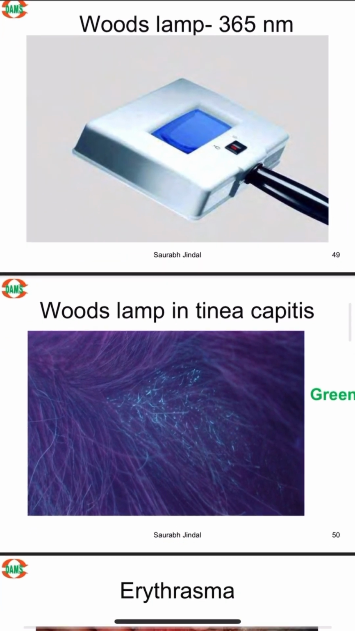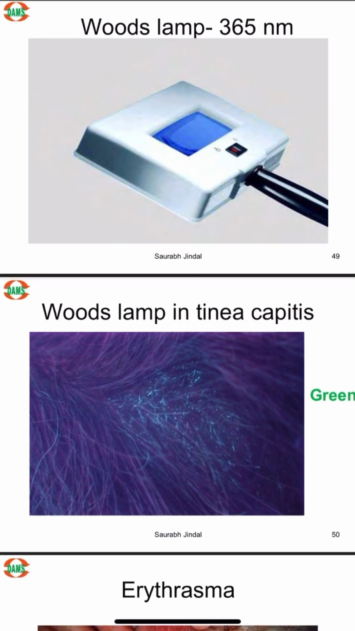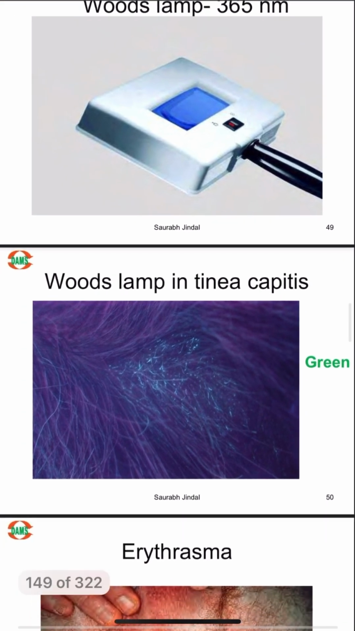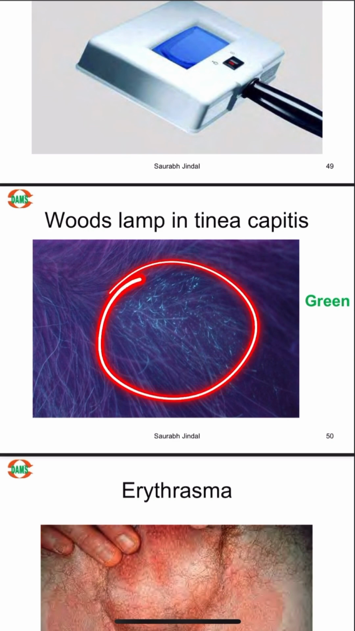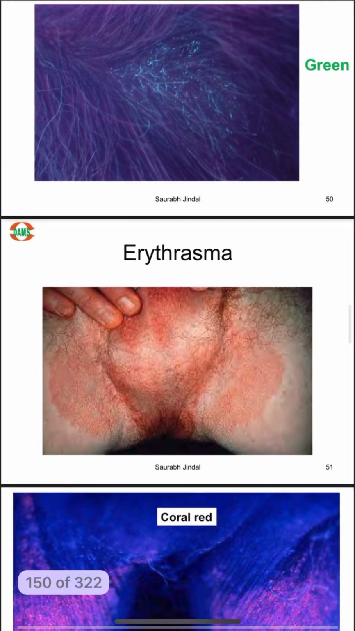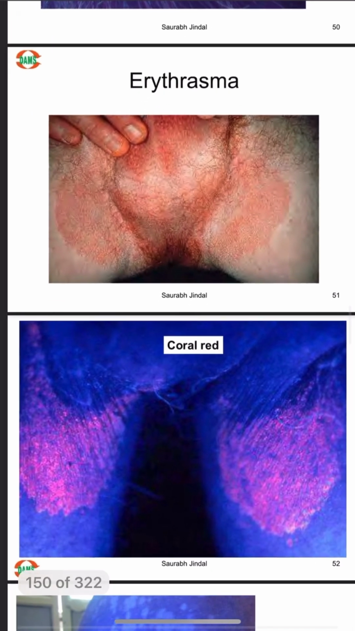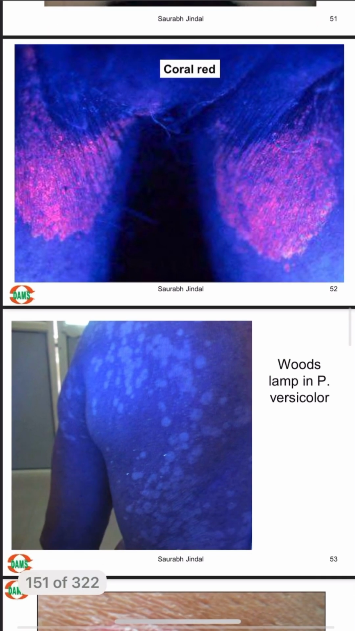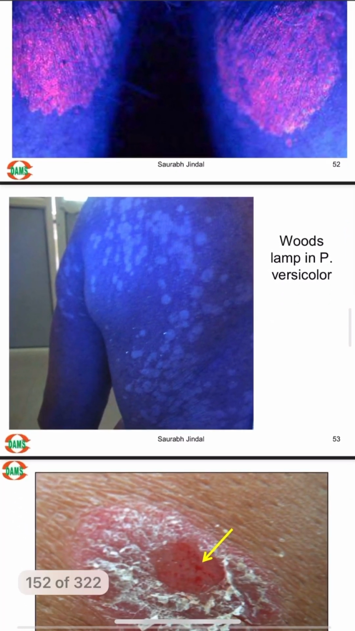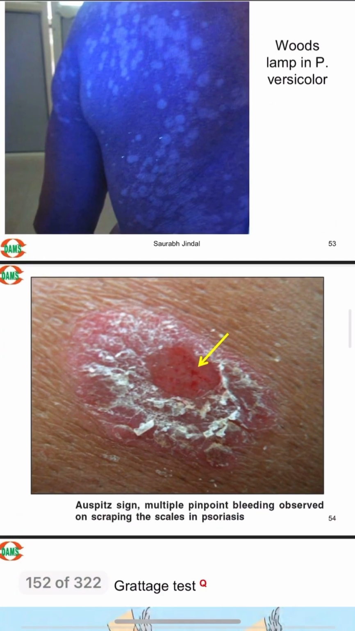This is Wood's lamp with wavelength of 365 nanometer. This is the observation in the Wood's lamp in tinea capitis. This is erythrasma. It appears coral red on Wood's lamp. This is Wood's lamp in pityriasis versicolor.